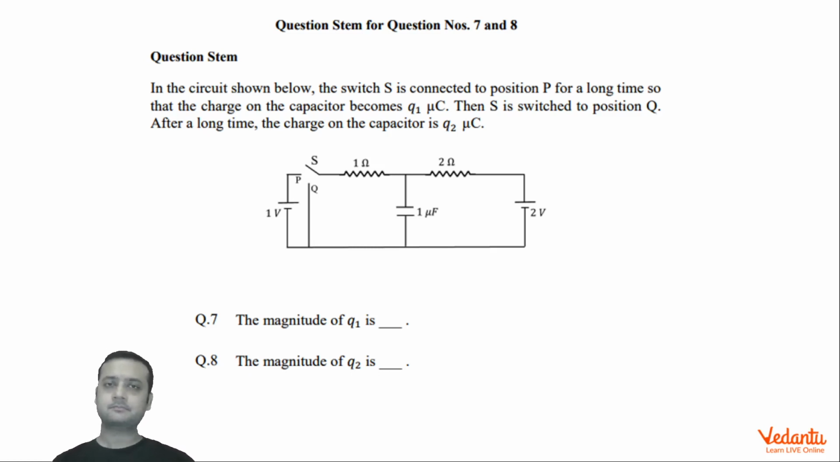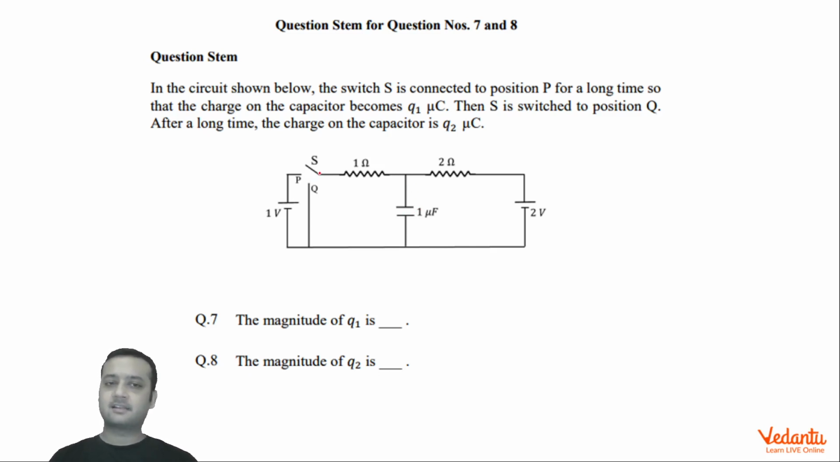There were two questions based on this paragraph. Both questions were of 2 marks. So total marks awarded for this paragraph was 4. So let's see what's happening over here. Initially, the switch is in position P. That means the switch is joined like this, and we have to find the charge on the capacitor in steady state.